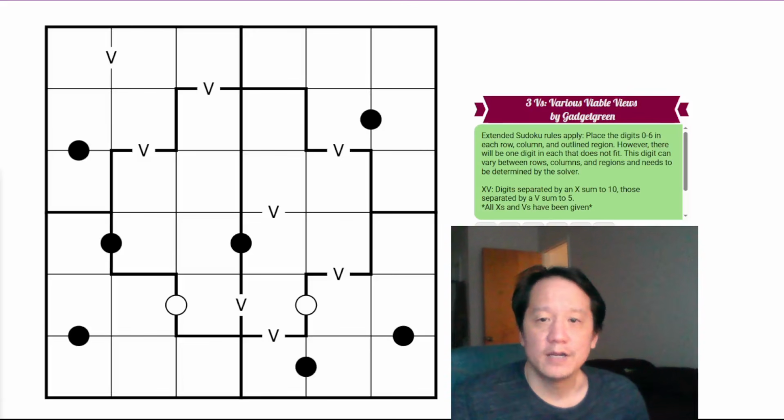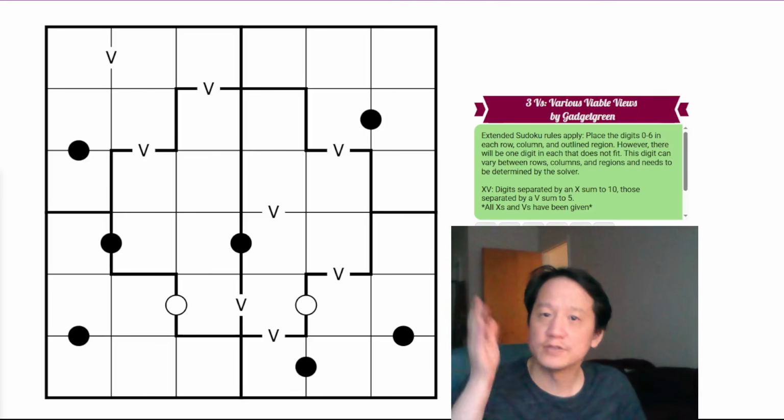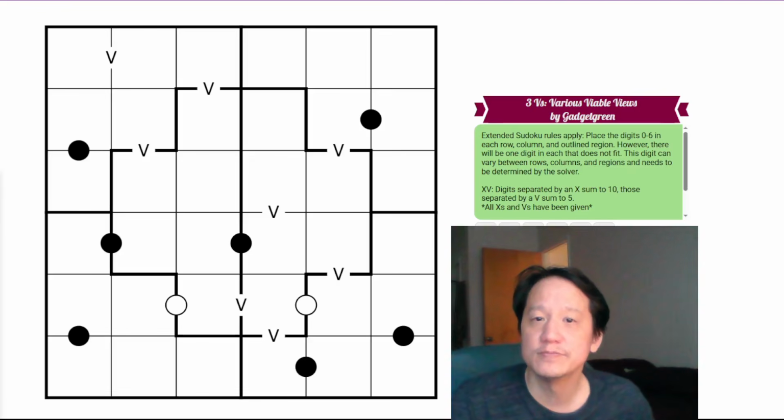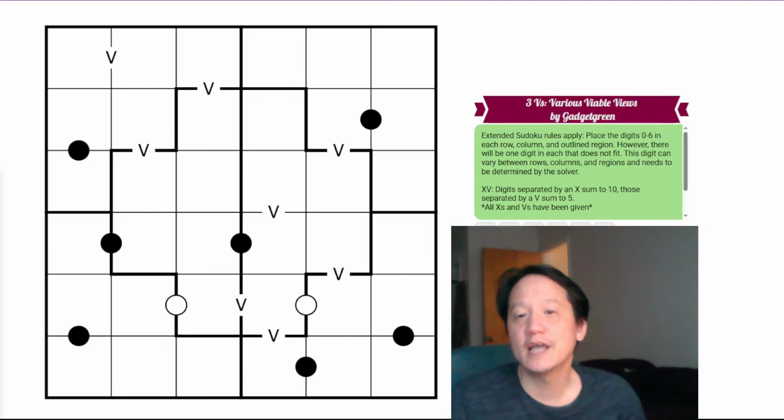Hello everyone, I'm Frank, and welcome to Learn How to Sudoku, where we take a very easy variant Sudoku puzzle and we break it down in detail so that you can learn how to Sudoku. Today's very easy puzzle is called 3 V's, Various Viable Views by Gadget Green.